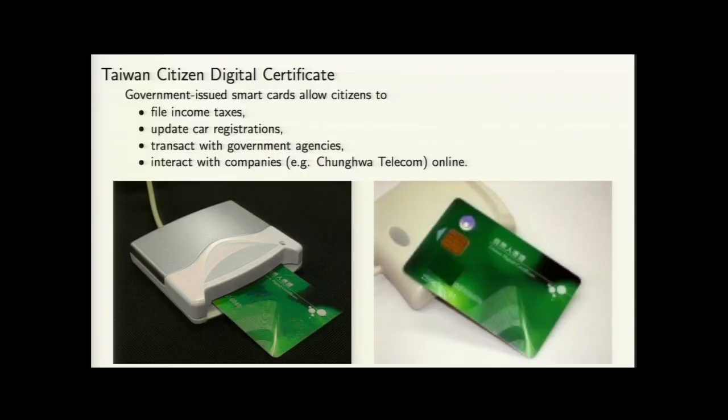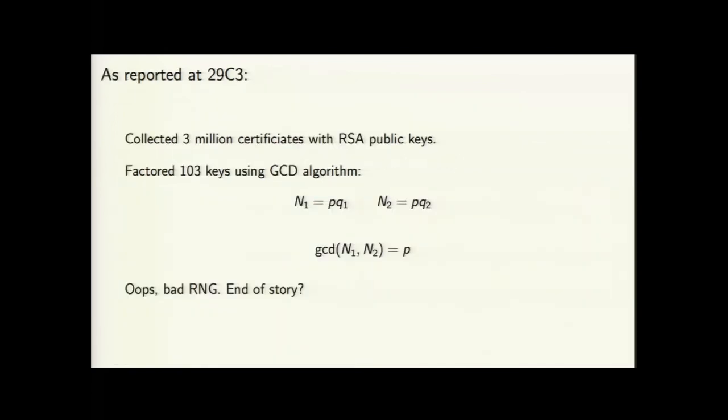Continuing with the sort of attack theme that we have going here, I want to give a little update on something that we talked about last year in our talk, which was the Taiwan Citizen Digital Certificate. So Taiwan has this sort of nifty government-level PKI. Citizens can get these little smart cards and use them to interact with their government in a secure way. This is cool. So last year, when we were talking about weak RSA keys, we reported on a student project from Taiwan where they collected 3 million certificates with RSA keys in them and computed the pairwise GCDs of all of these keys and found that some actually shared common factors, which let them factor these keys easily.